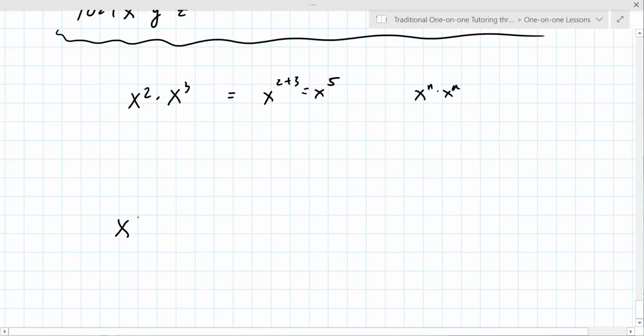So now let's look at the same example here. X squared times x cubed to the power of 4. All right. There's two ways to do this problem. The first way is to work on the inside, and the second way is to work on the outside first.